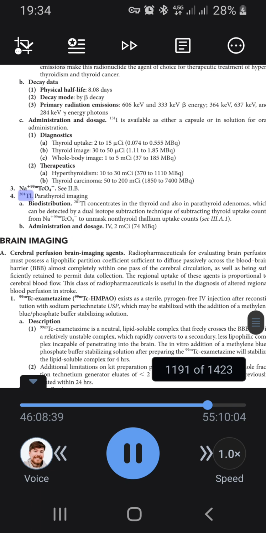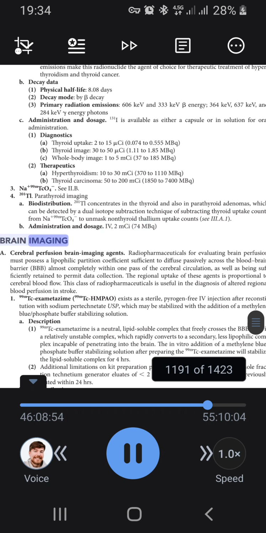4. 201Tl. Parathyroid imaging biodistribution. 201Tl concentrates in the thyroid and also in parathyroid adenomas, which can be detected by a dual isotope subtraction technique of subtracting thyroid uptake counts from Na 99mTc pertechnetate to unmask non-thyroid thallium uptake counts. B. Administration and dosage. IV 2 mCi, 74 MBq.